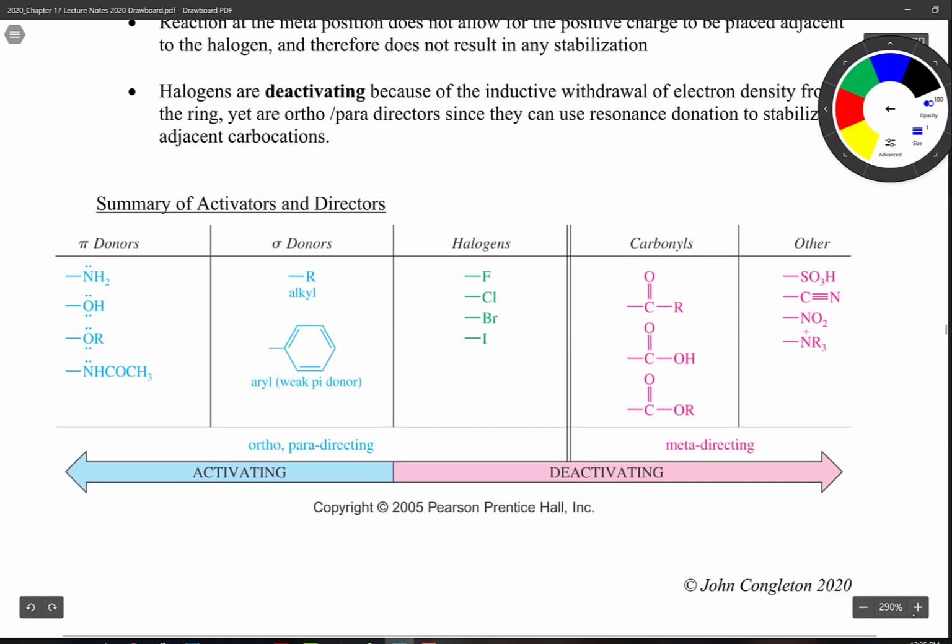Now down here below we have a little summary of our activators, deactivators and directors. Over here on the left of the line that I've highlighted in green, these are all going to be ortho para directing. The only thing we have to watch out for is here, that's deactivating. That's the exception that we just talked about, right? Then coming over to our right hand side, these are going to be meta directing, and most of the time they are also deactivating too. So we're looking at deactivating groups there.